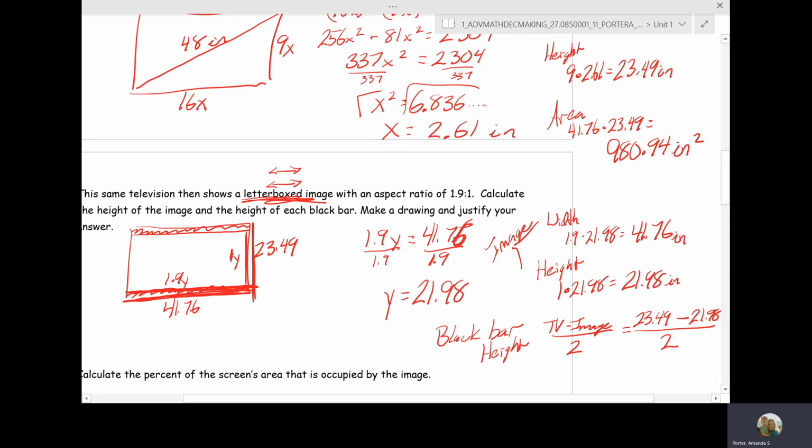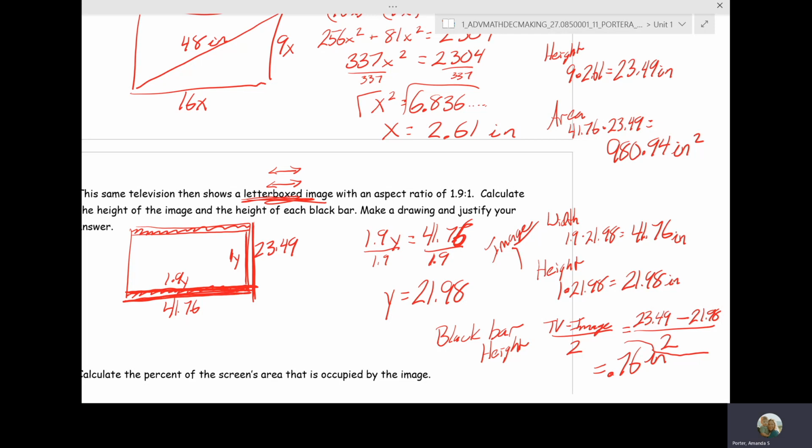Let's see if I can get my screen to move, guys. Screen, move. It's not going to move for me. So I'm going to go ahead and do the calculation, and hopefully we can still see it. 23.49 minus 21.98, but then divide by 2. So the height is 0.76 inches. That's a different part of the calculation. So 0.76 inches is the height of the bars.